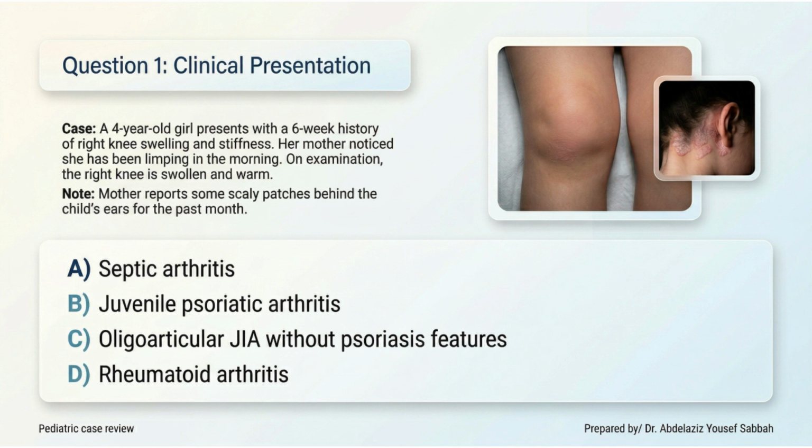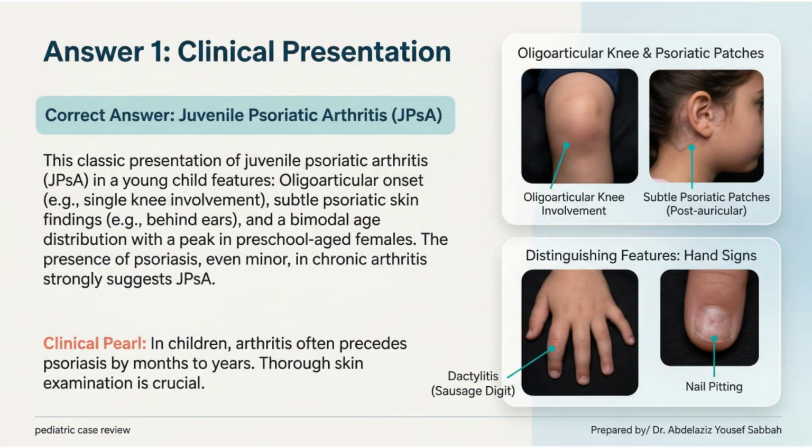Option A. Septic arthritis. Option B. Juvenile psoriatic arthritis. Option C. Oligoarticular juvenile idiopathic arthritis without psoriasis features. Option D. Rheumatoid arthritis. The correct answer is Option B.